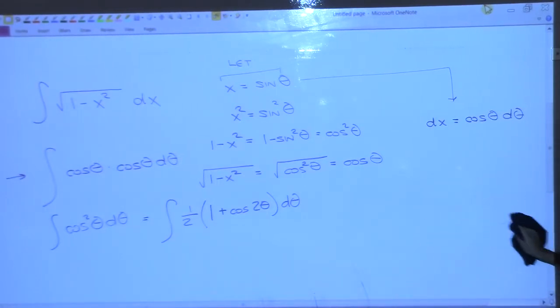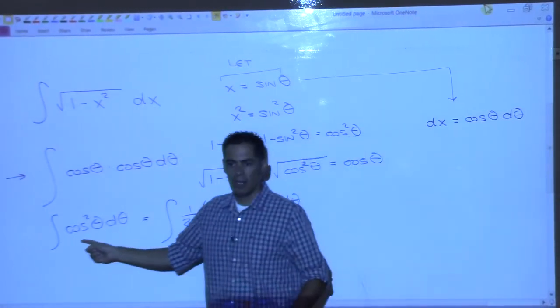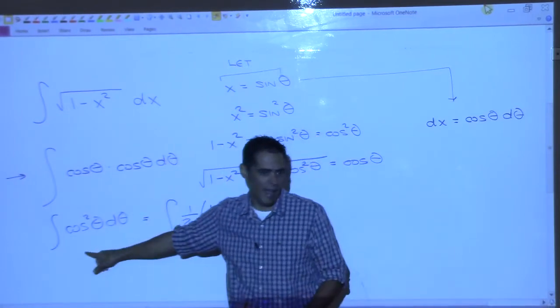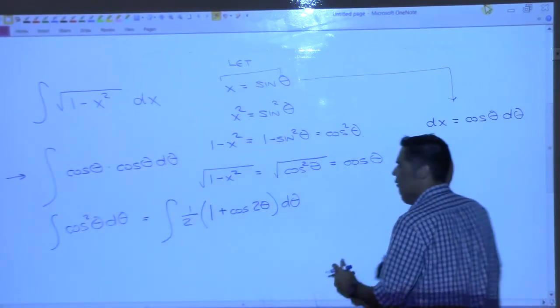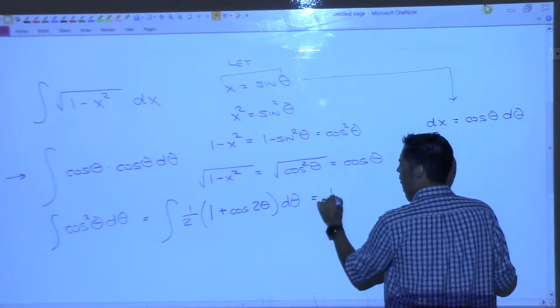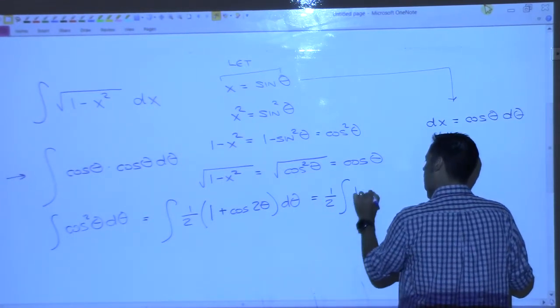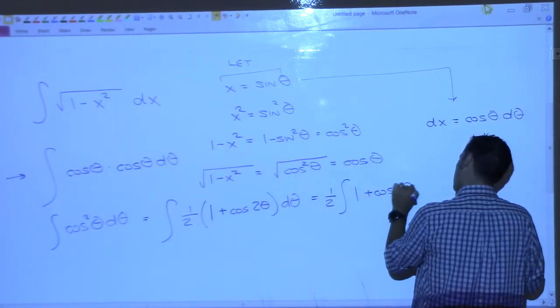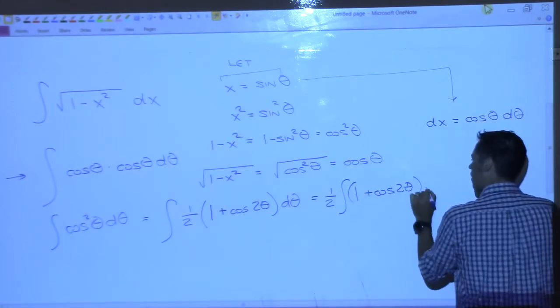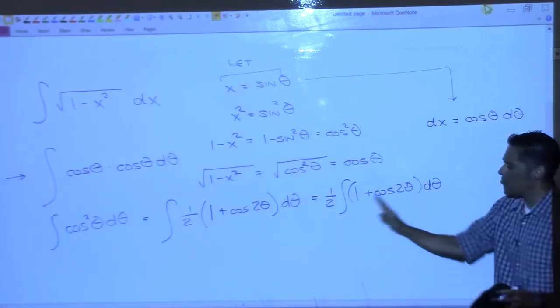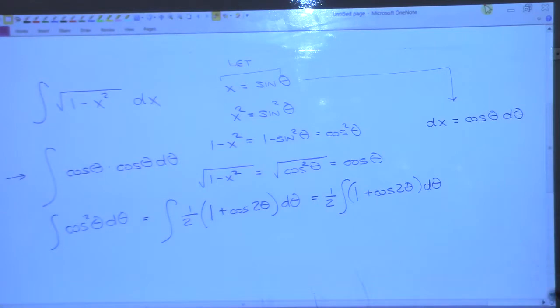How you can't do these problems if you can't do these? Like I can't do this if I can't do that, right? Okay, so now get to here. I'll pull the 1/2 out. Integral 1 plus cosine 2 theta d theta. And now I can integrate each of those term by term.